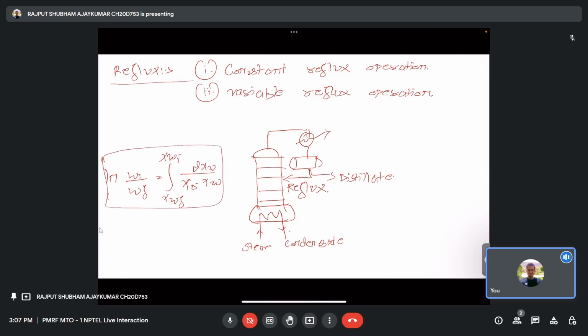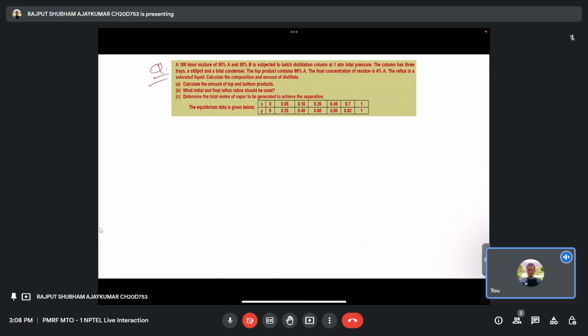Right now what we are going to do is to see some of the terms related to the Ponchon-Savarit method. But before proceeding to the Ponchon-Savarit method, we will solve one numerical problem. There are derivations for the variable reflux operations also, but I'm not going into the derivations. We will directly take a numerical and try to solve it. First we will see what is given in the question.